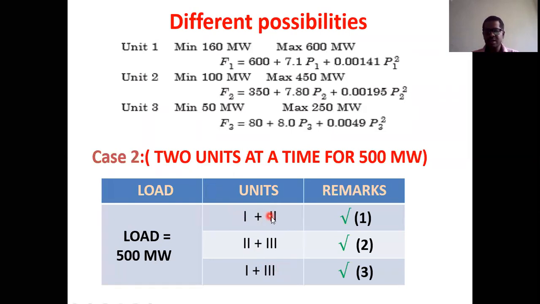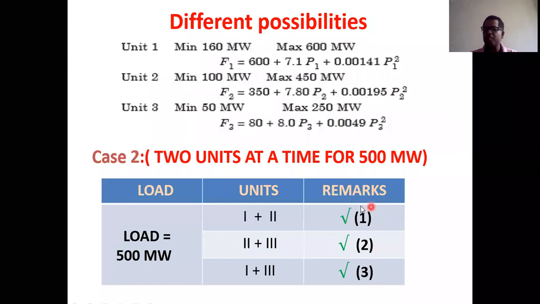So this is the first unit and this is the second unit. Similarly, first unit, second unit. Here also first unit and second unit. I am taking 2 units at a time. Now tell me, when we consider the first unit and the second unit, can we meet the load or not? Yes, because the first unit's maximum power is 600 megawatts and the second unit's maximum power is 450 megawatts. Automatically, the maximum power we can generate is 600 plus 450, that is 1050. But your load is 500 megawatts only, so we can meet the load.